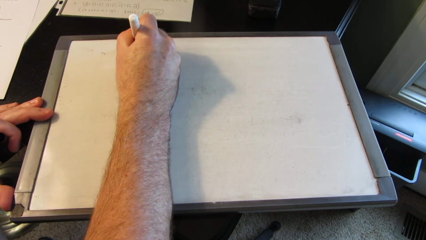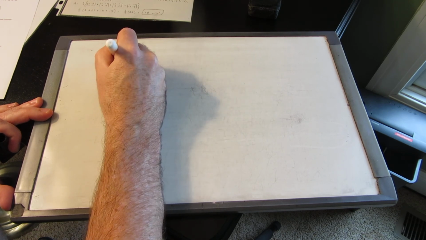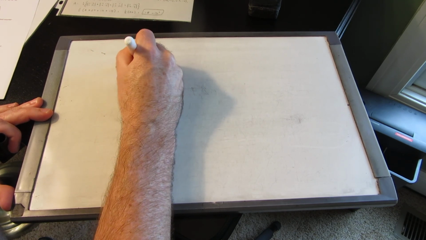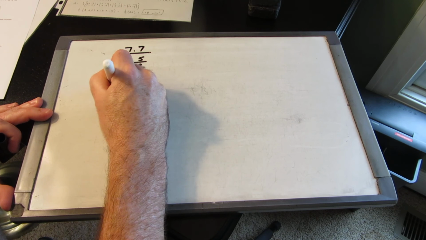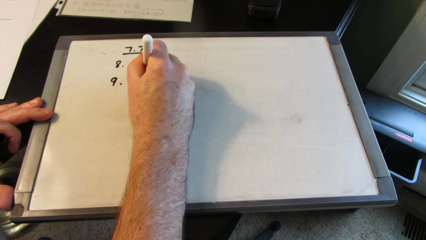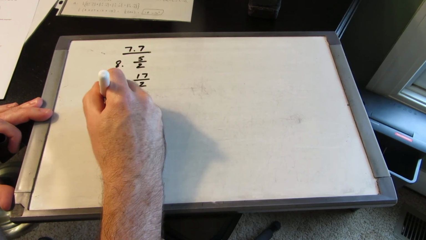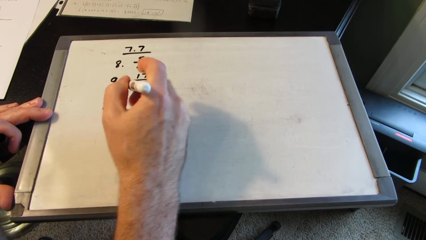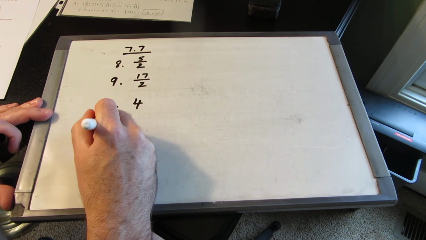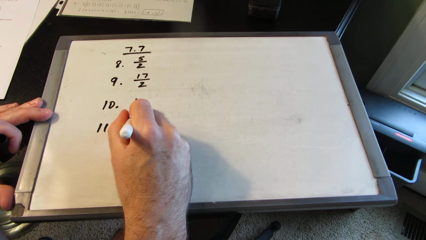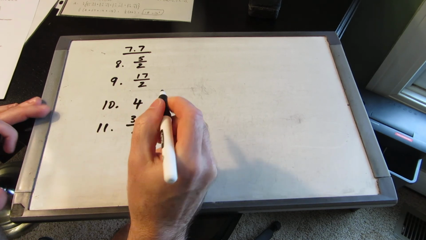Alright, 7.7, number 8. The answer is 5/2. Number 9, 17/2. Number 10 is 4. And number 11 is 31/2.